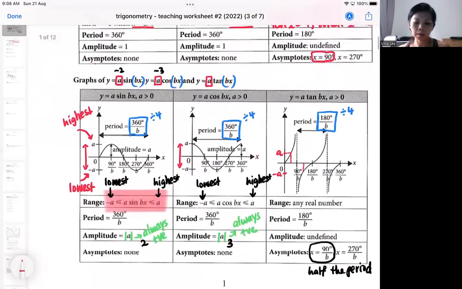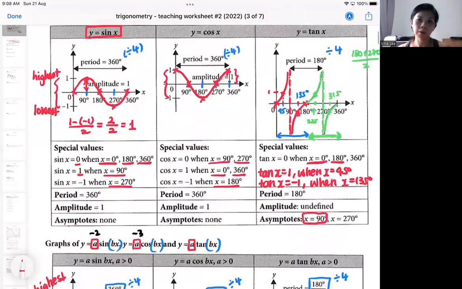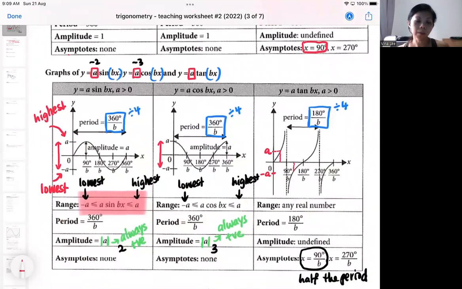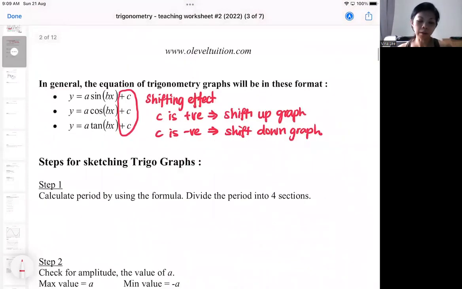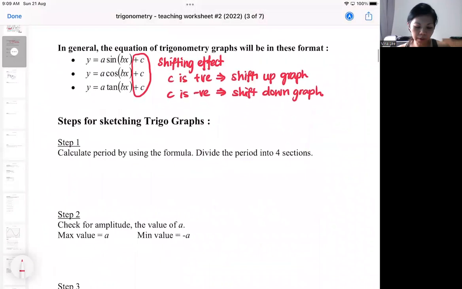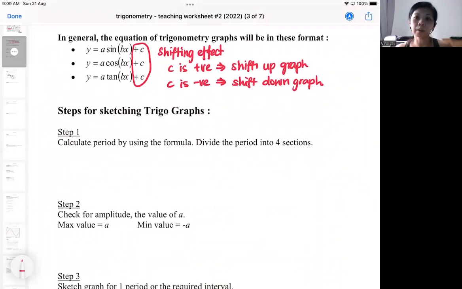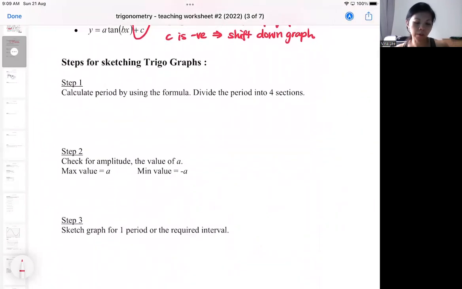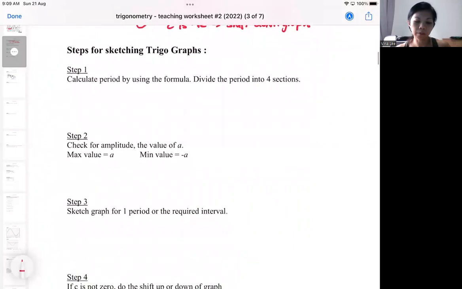So if you look back, this is the basic shape. Use the special values to guide you in the basic shape. So if we change it, the generic graph will have a value of A and a value of B. So you've got to be sensitive to the value of A and B. And then right now we're going to add on a C. So the C is responsible for the shifting. I'm going to show you the generic steps first, and later on there will be some numerical examples. Okay, so if you follow closely to the steps, you might not get so confused.